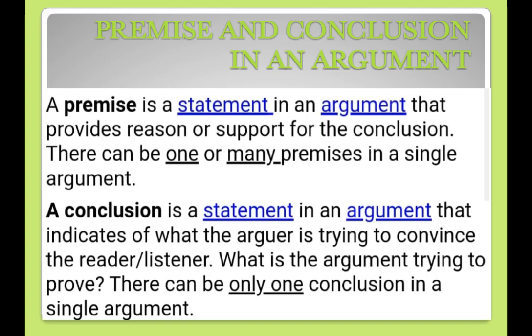A premise is a statement in an argument that provides reason or support for the conclusion. There can be one or many premises in a single argument. A conclusion is a statement in an argument that indicates what the arguer is trying to convince the reader or listener of. What is the argument trying to prove? There can be only one conclusion in a single argument.